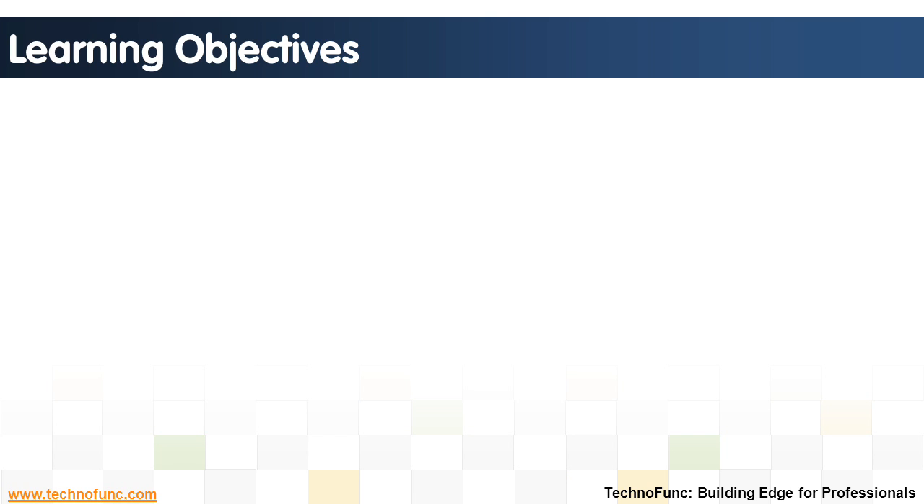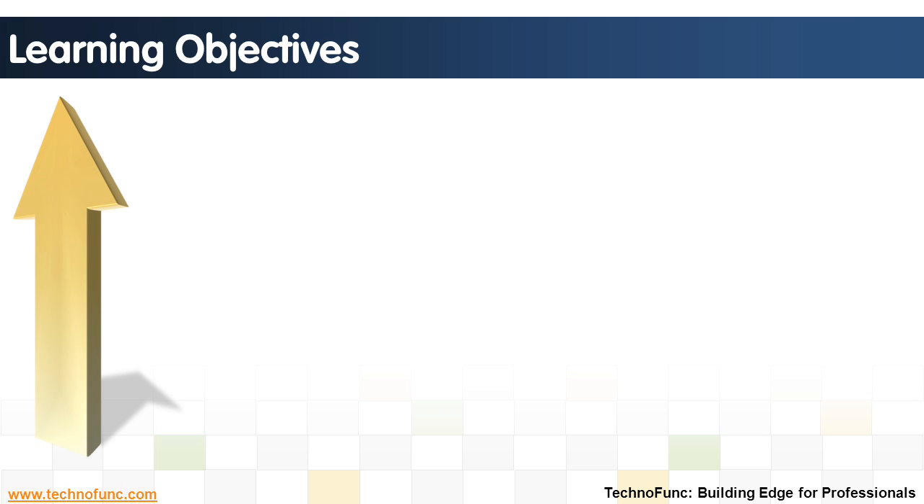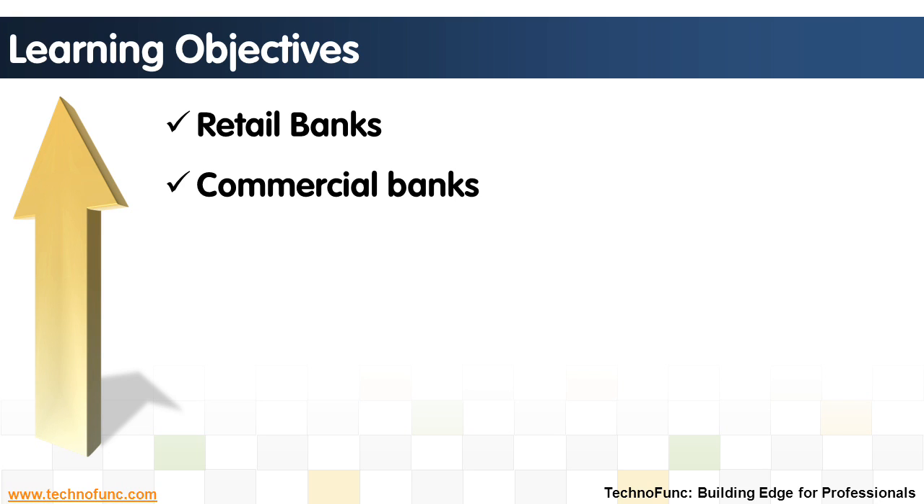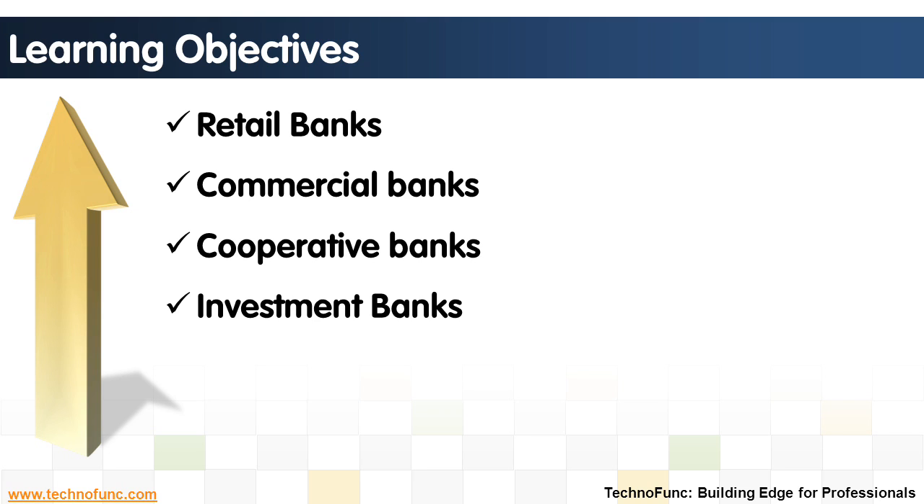Learning objectives for this video are: learn about various types of banks like retail banks, commercial banks, cooperative banks, investment banks, specialized banks, central banks.